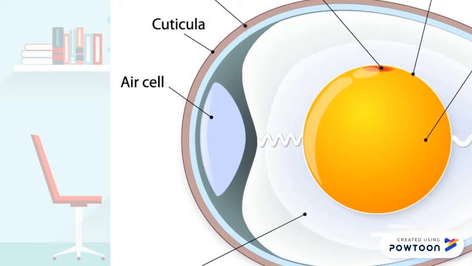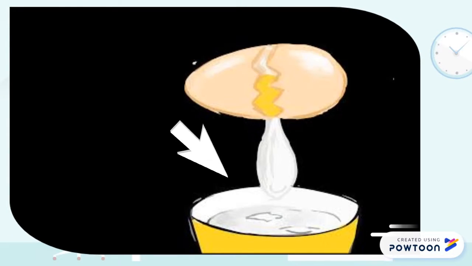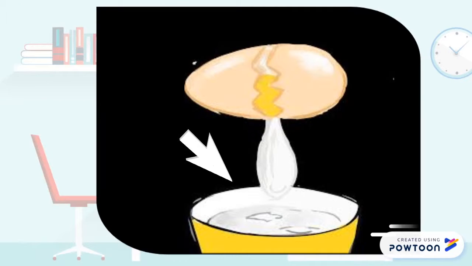An air space, or air cell, is a pocket of air usually found at the large end of the egg's interior, between the outer membrane and the inner membrane. The albumen of eggs also has antibacterial properties due to its alkalinity of pH 9 to pH 10, and the presence of ovotransferrin accentuates ferric ion chelation. This provides an unfavorable growth medium for the vegetative cells of microorganisms.